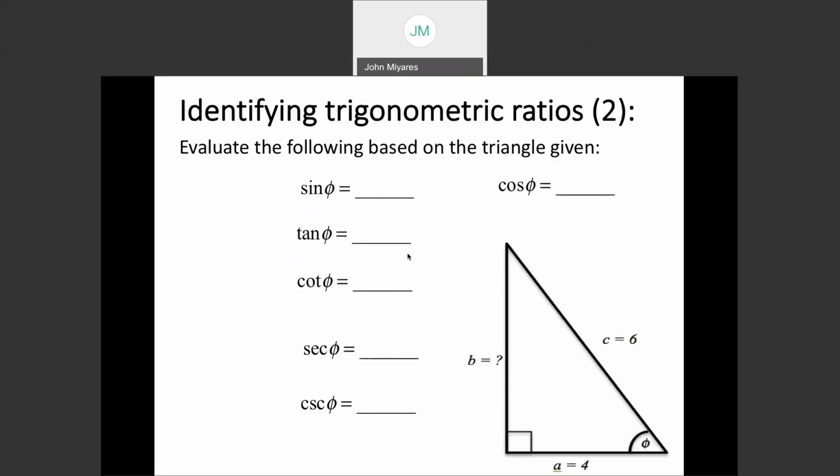Anyway, why don't you pause this video for a minute or two and try to do this one on your own? You have side A, which is 4, side C, which is 6, and at this time, side B is unknown, so you'll first need to figure out what side B is using the Pythagorean theorem, and you will want to get this in simplified radical form before evaluating the trig ratios, and then you can evaluate the 6 trig ratios.